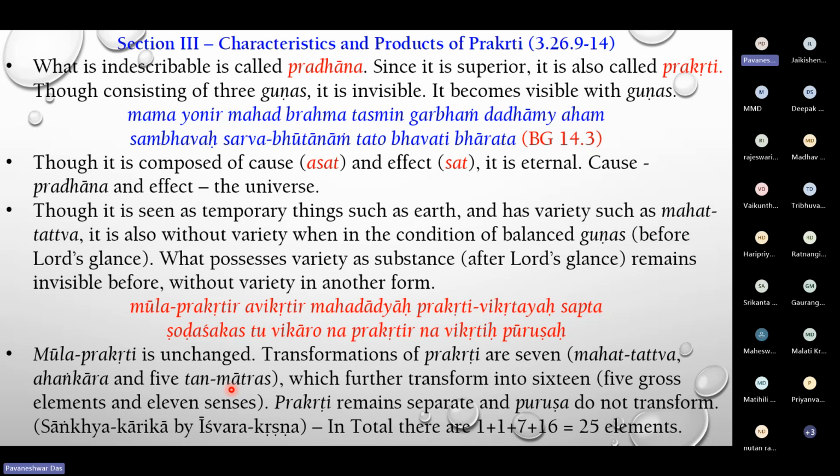So what is missing here? Intelligence is missing, Kala is missing, and Paramatma is missing. Prakriti remains separate and Purusha does not transform. If you take Purusha to be Paramatma, then Jivatma is missing. If you take Purusha to be Jivatma, then Paramatma is missing.